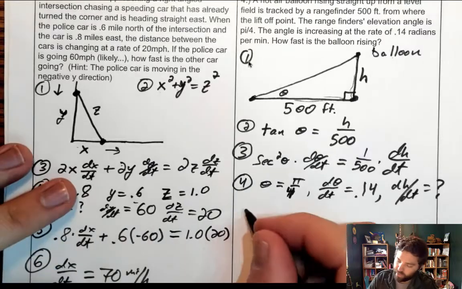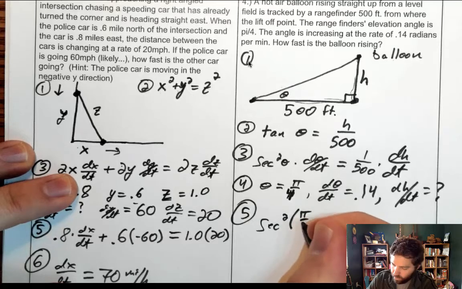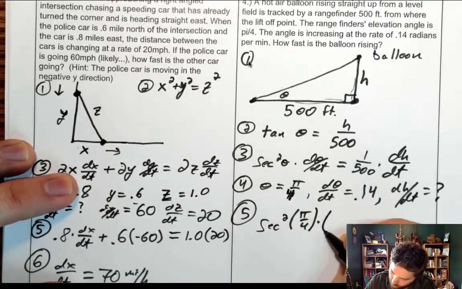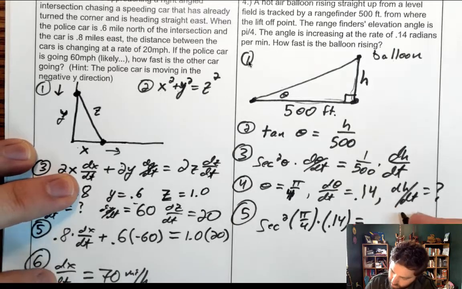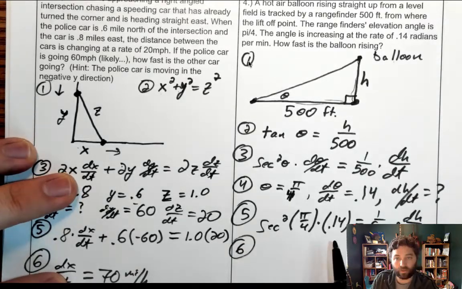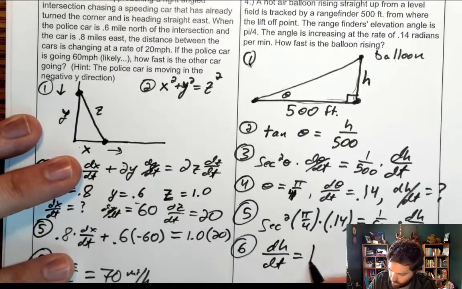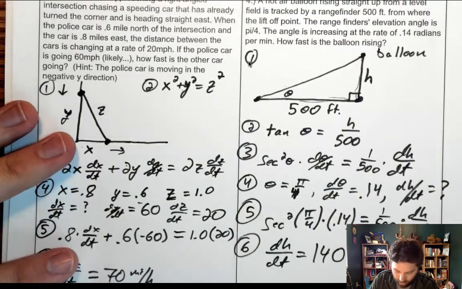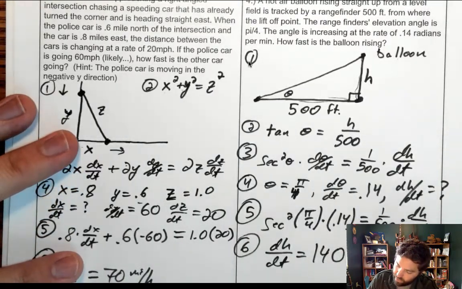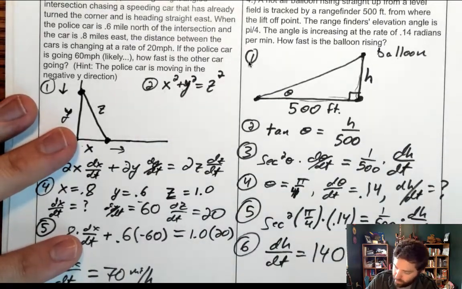Okay, so we plug everything in for step 5 and solve. So I get this: secant squared of pi over 4 times 0.14 is equal to 1 over 500 times dh/dt. You're going to solve that out. And then for step 6, you should get that dh/dt is 140. And then you want to make sure your units are right. So our distances have been in feet and our time has been in minutes, as well as in radians per minute. So it's 140 feet per minute for your final answer.